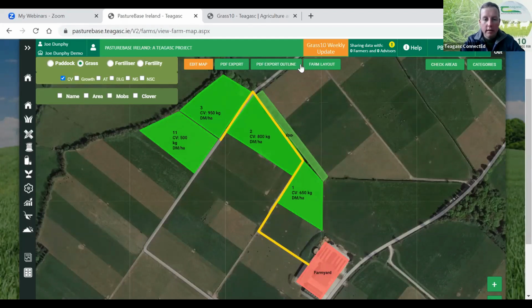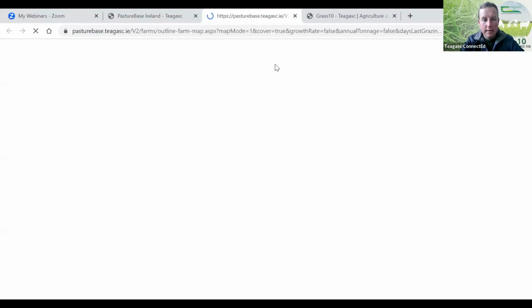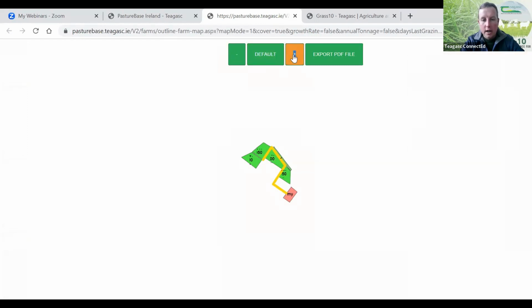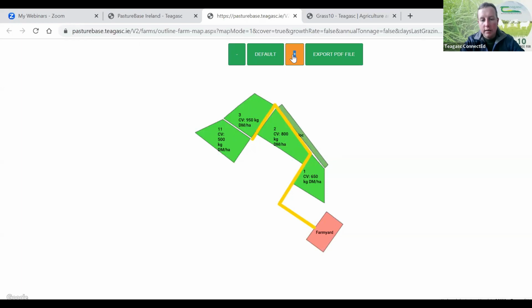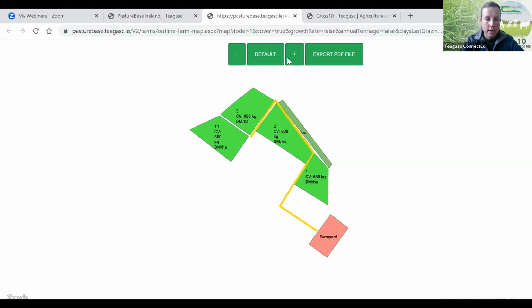If you've other people working on the farm, you can very quickly export that outline to PDF, and then you could print off that map. And if you have other people working, they have an idea of what grass covers are on the farm and where to graze next. So I just wanted to highlight that there, Joe.